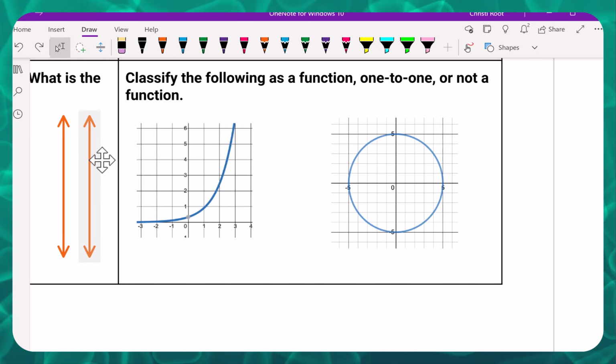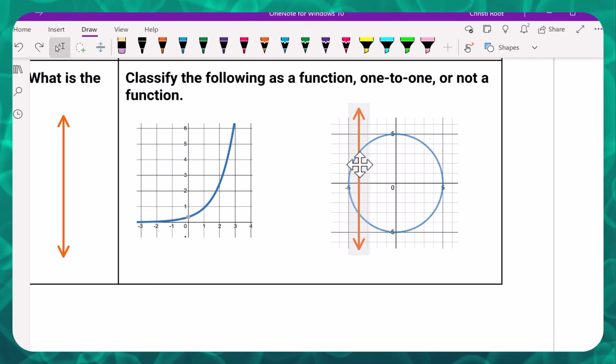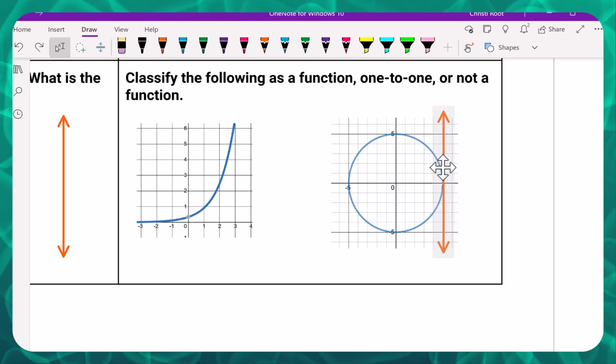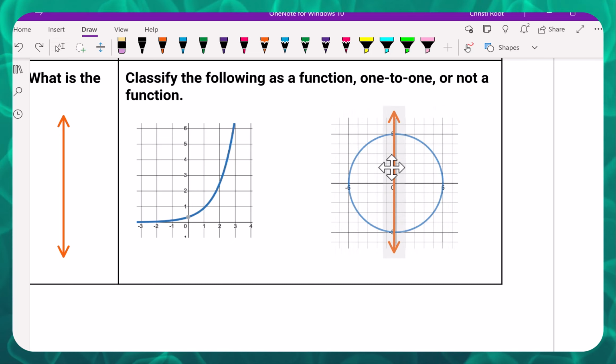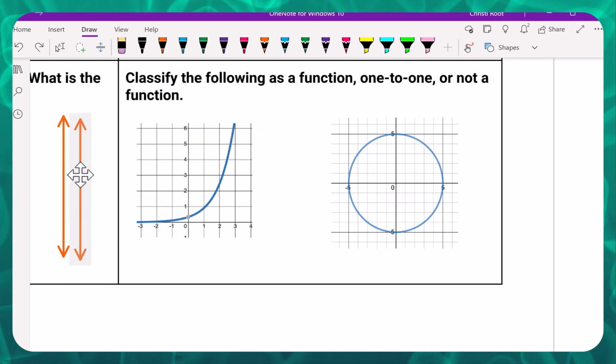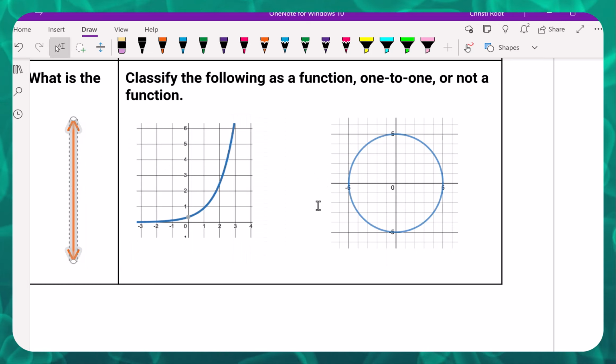Let's check to see if the circle is a function or not. Absolutely not. It hits it in multiple places. So this last one is just not a function at all. If it's not a function, then it can't be one-to-one.